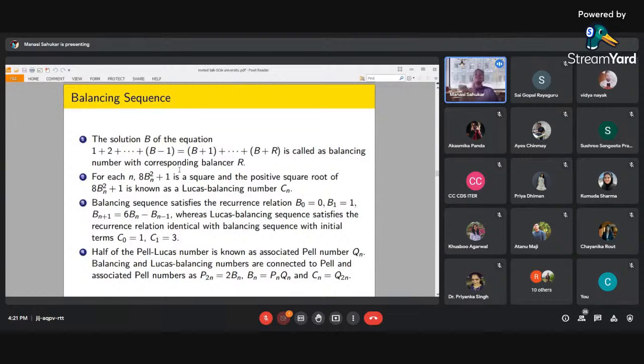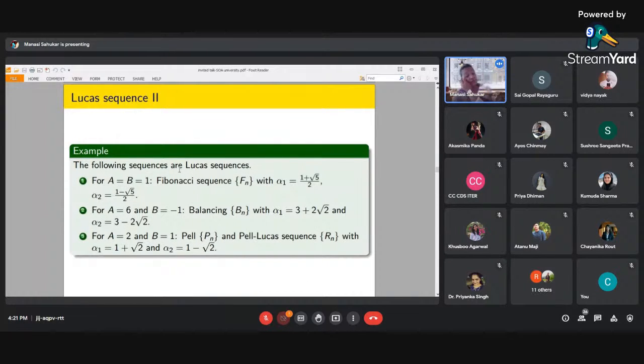So the balancing numbers are the solutions of the Diophantine equation 1 plus 2 plus up to b minus 1 is equal to b plus 1 up to b plus r. If you add the left side and the right side, we get a specific number that is called the balancing number, and the r is called the balancer of that balancing number. So it also satisfies one more binary sequence. That's why I've given it here.